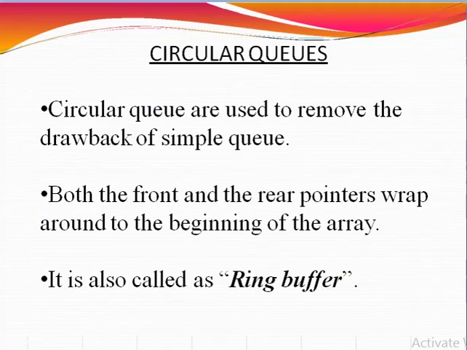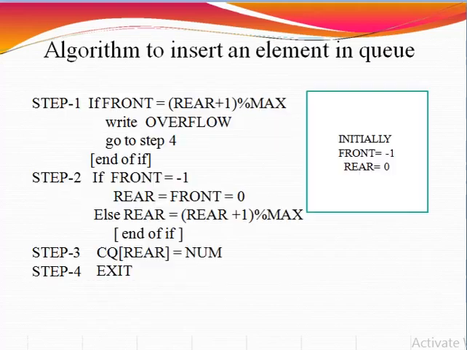Next, circular queue. Circular queues are used to remove the drawback of simple queue, where both the front and the rear pointers or ends wrap around the beginning of the array. It means it gives you a ring type of structure. Front end is linked with the back end. It is also called ring buffer.